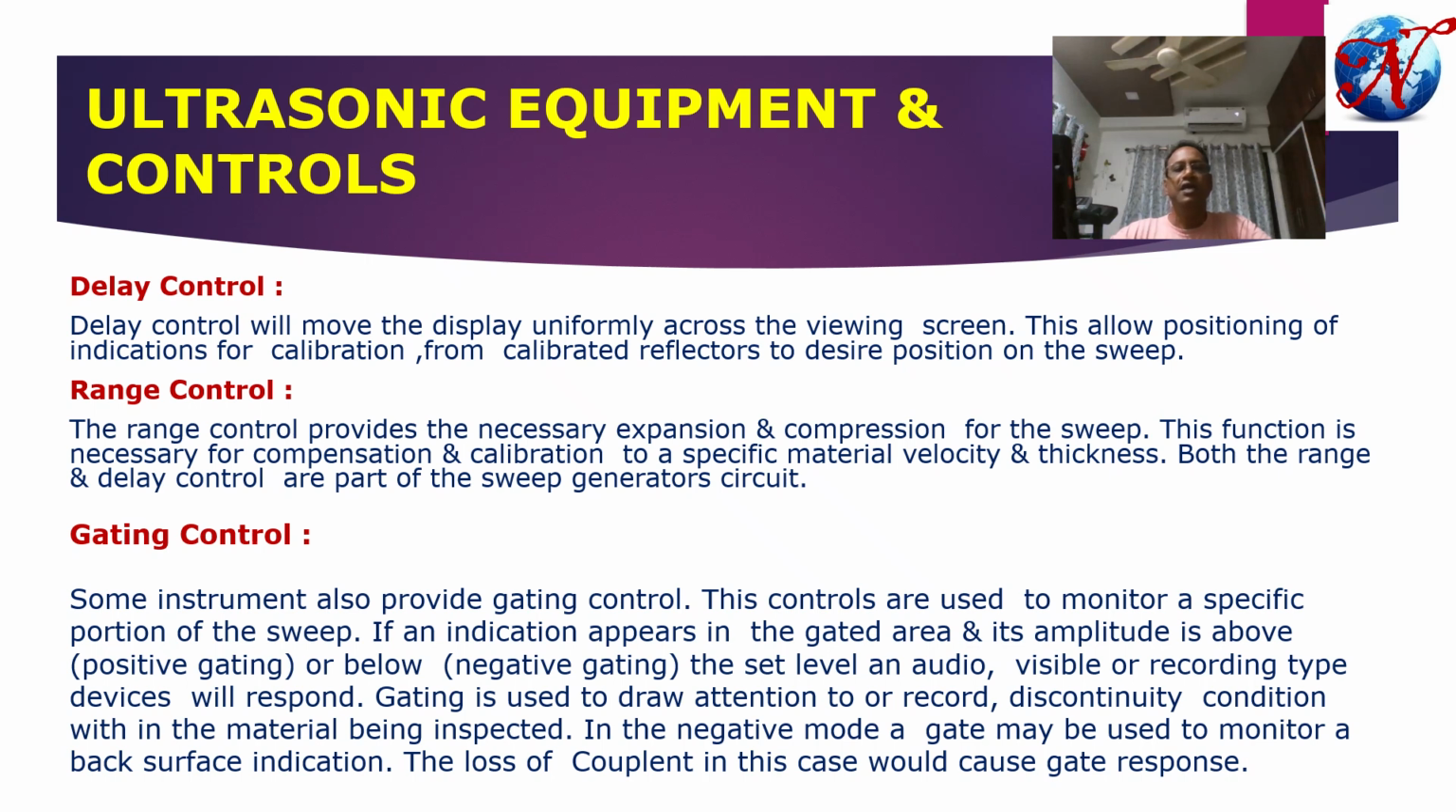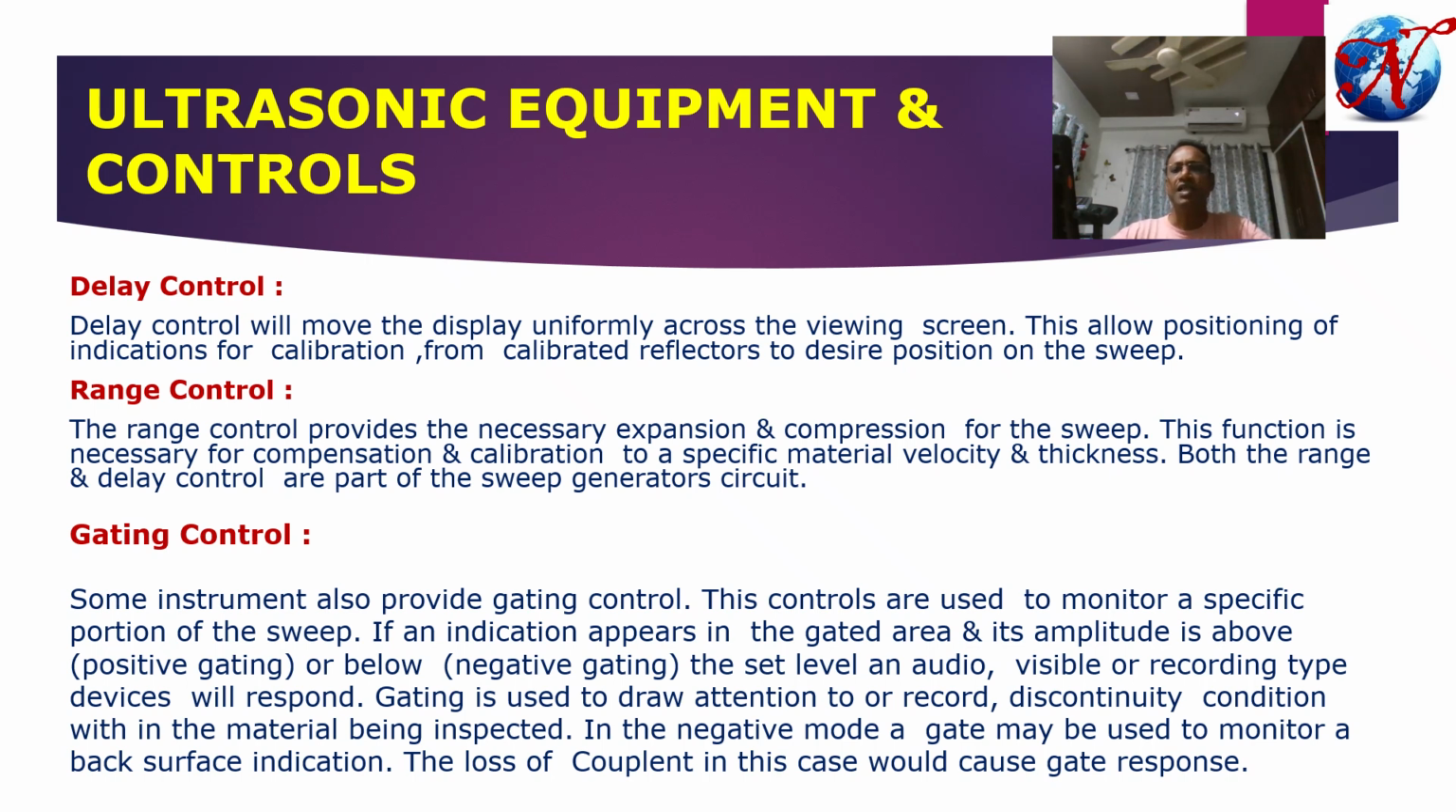Each and every ultrasonic equipment contains a delay control unit and a range control unit. Delay control means if there is a delay, a time lag between the electrical energy and the mechanical transmission, that can be adjusted by the machine's delay. Range means if we adjust the sound travel path according to the horizontal scale, we can set the proper range. And ultrasonic equipment has a gating control unit.